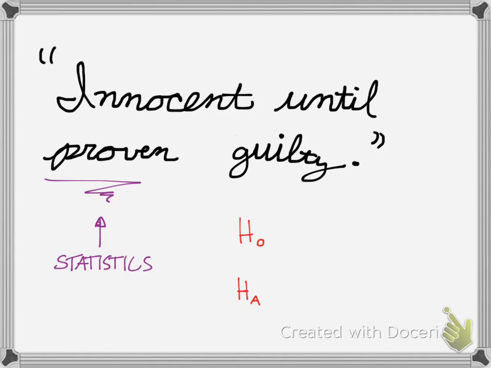So we have our initial or null hypothesis and our research hypothesis, you could say, or alternative. So our null hypothesis is that you're innocent. We are assuming you are automatically innocent unless you are proven guilty. So statistics is that proven guilty portion.